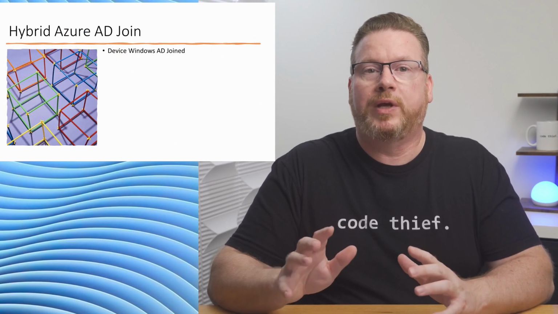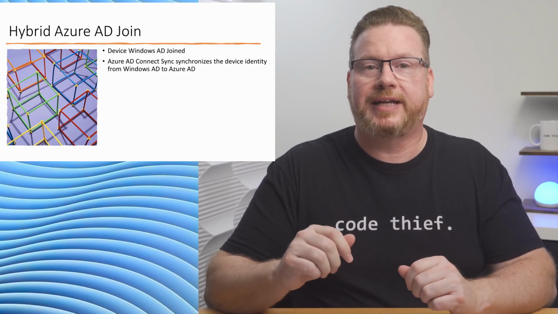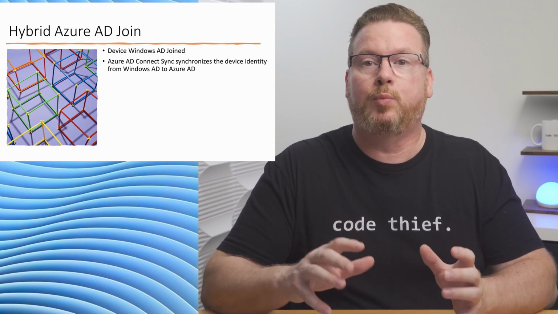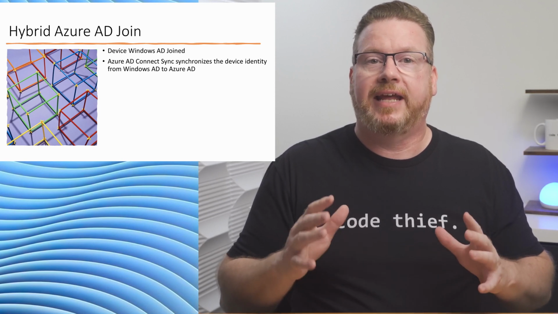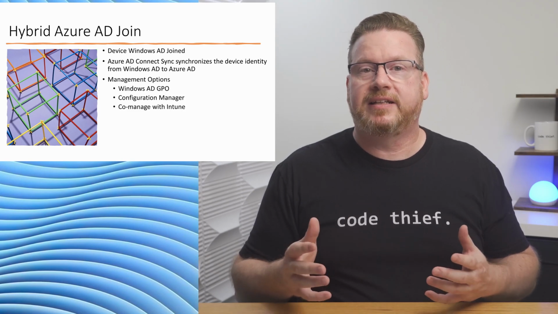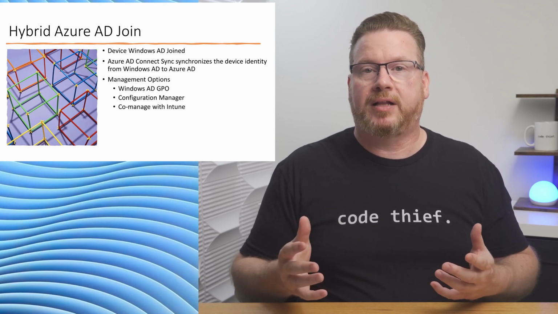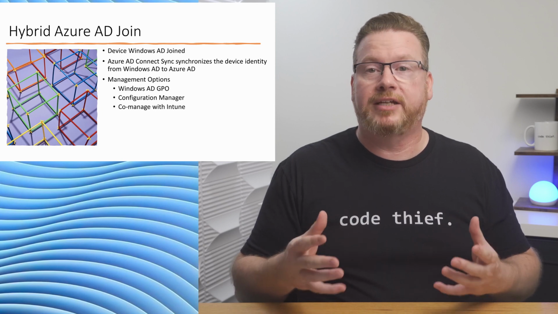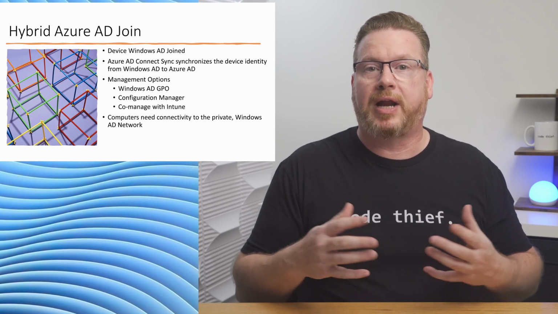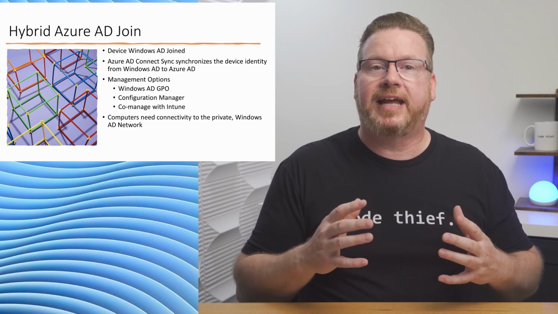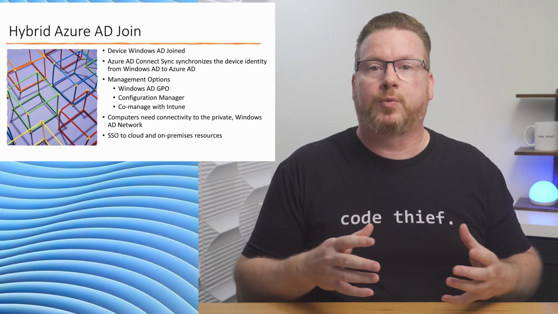This is for situations where Windows AD is in use and the devices are Windows AD joined. Azure AD Connect Sync creates hybrid Azure AD identities by synchronizing device identities from Windows AD to Azure AD. Hybrid identities only work when our devices are Windows AD joined and we use Azure AD Connect Sync. Users sign into the device with a Windows AD identity, and we can manage the device with existing Windows AD tools, such as group policies, or we can leverage Configuration Manager or co-manage with Intune. The computers need to be connected to the private Windows AD network occasionally, either attached locally to a private network or by VPN. Because they have an identity in Azure AD, devices can be included in conditional access policy. Single sign-ons will work with these devices also.